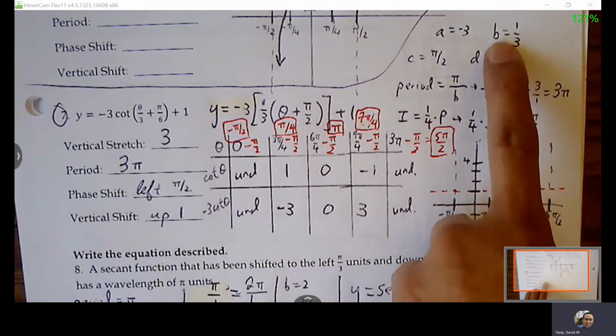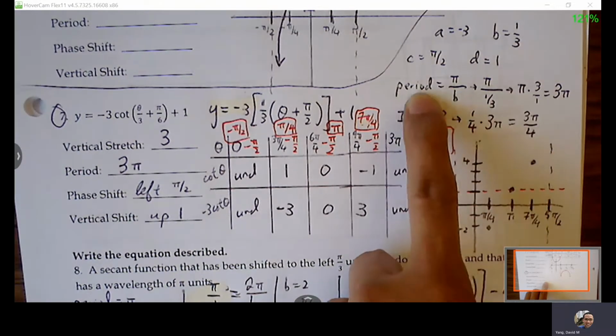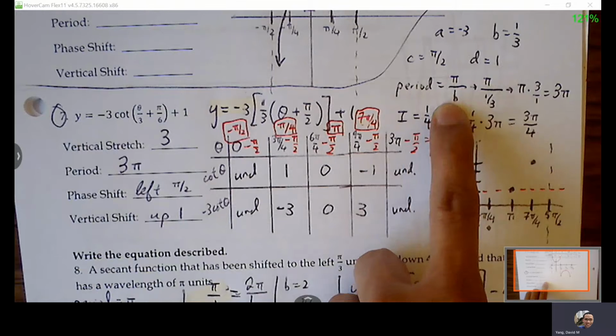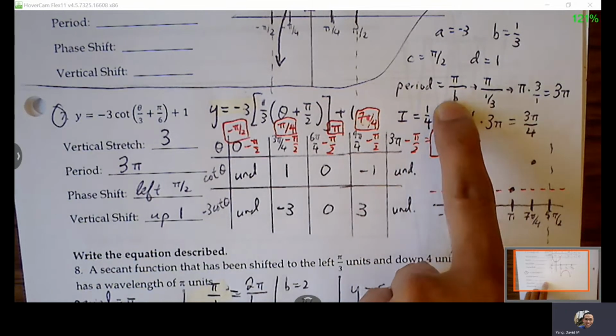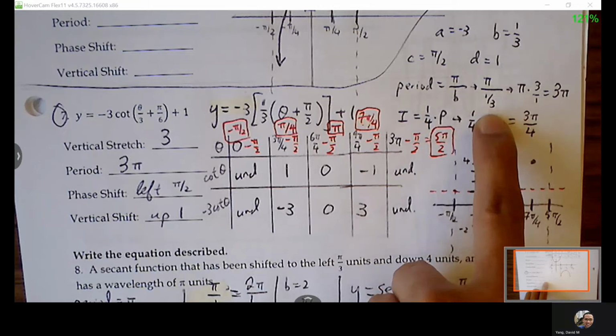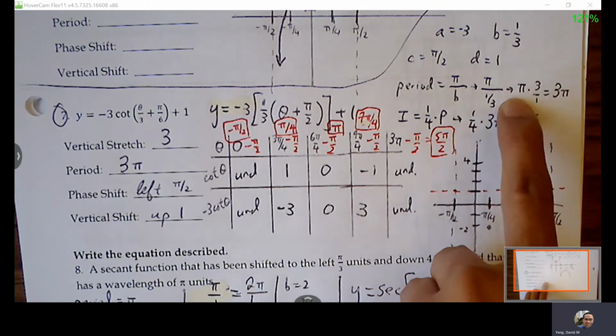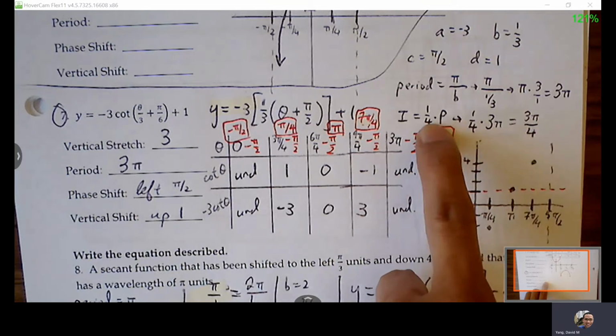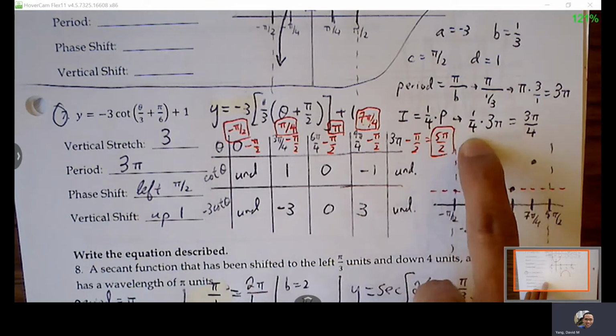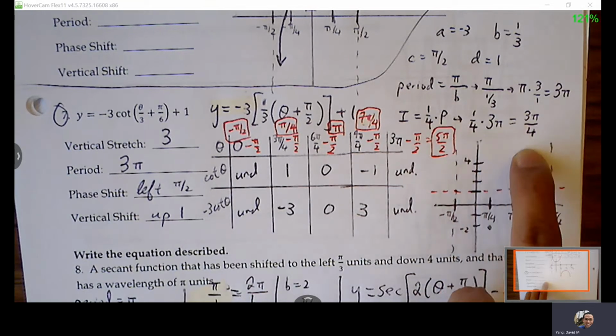Okay, so now that we have our B value, we can find our period. Make sure we adjust our formula here. Remember, cotangent and tangent are both pi over B. So pi divided by 1/3 is the same thing as pi times 3, which is 3 pi. Once you have your new period, make sure you go through your interval procedure. 1/4 times 3 pi equals 3 pi over 4.